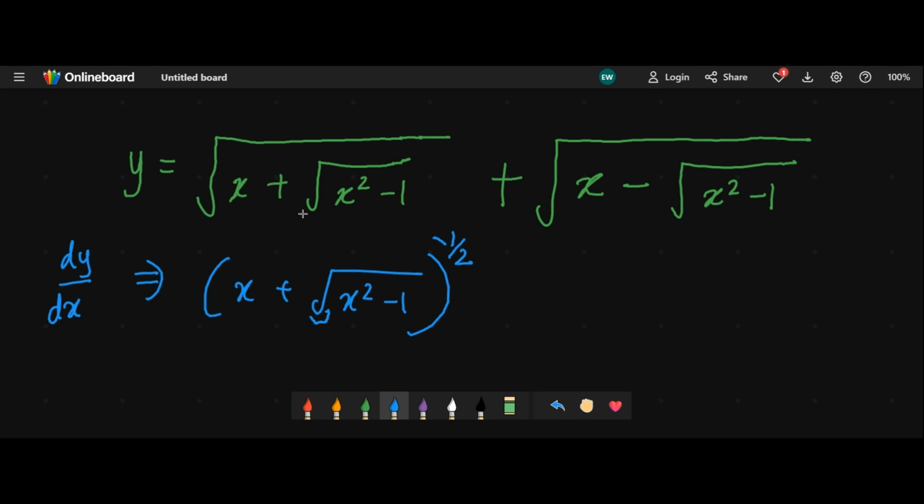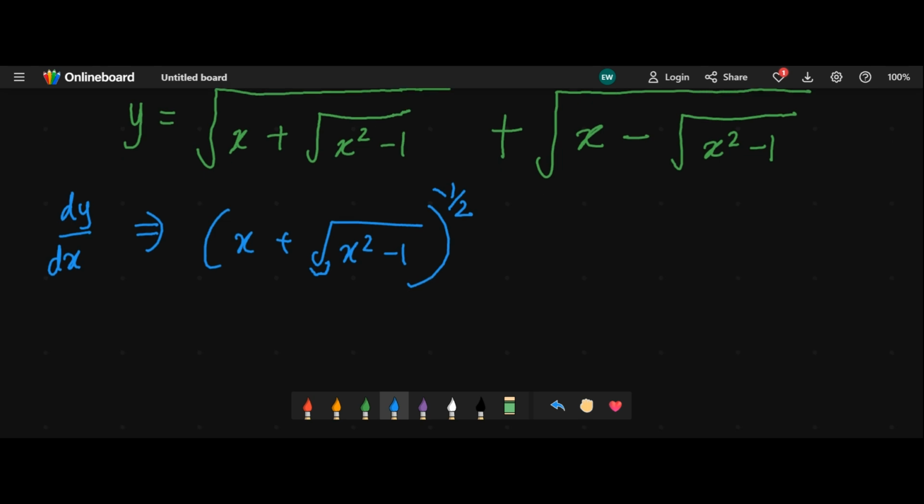See here, x plus root x squared minus 1. Same thing here, but x minus square root x squared minus 1. It looks a little similar. So what we will do is, we will not immediately jump into differentiation. Let's try to simplify this first, and if it simplifies, then we can differentiate. Let's give it a try.